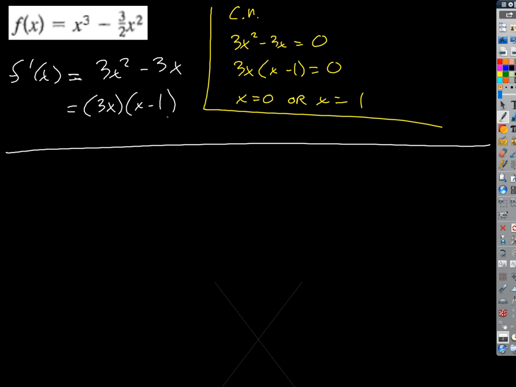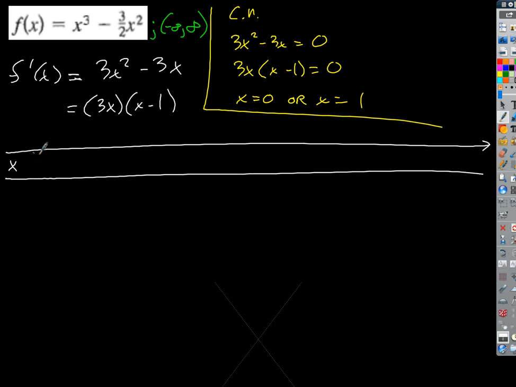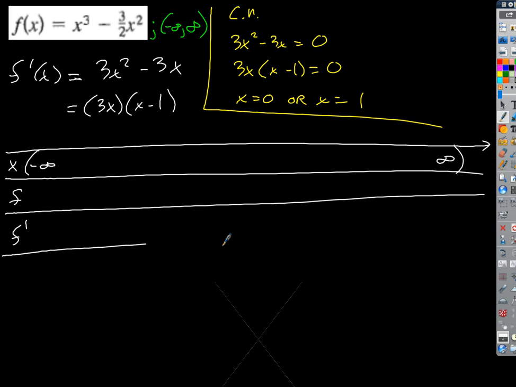So we know that the domain here is negative infinity to infinity, right? So we need that when we build our table. We build our table, our first row is x, and we're going to go all the way from, and I'll put open brackets there, negative infinity, so that's telling me it goes all the way to the left, up to positive infinity on the right. Okay. Then I've got f and f prime.